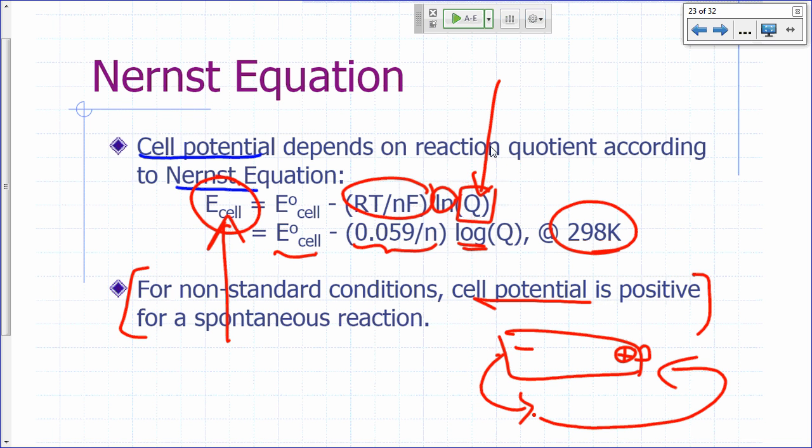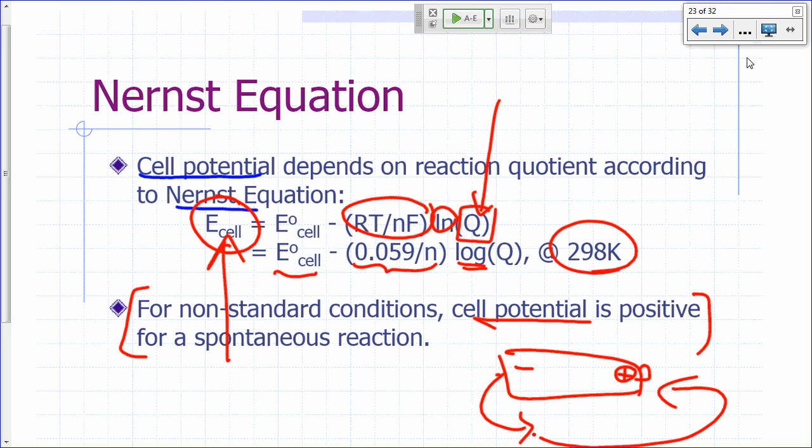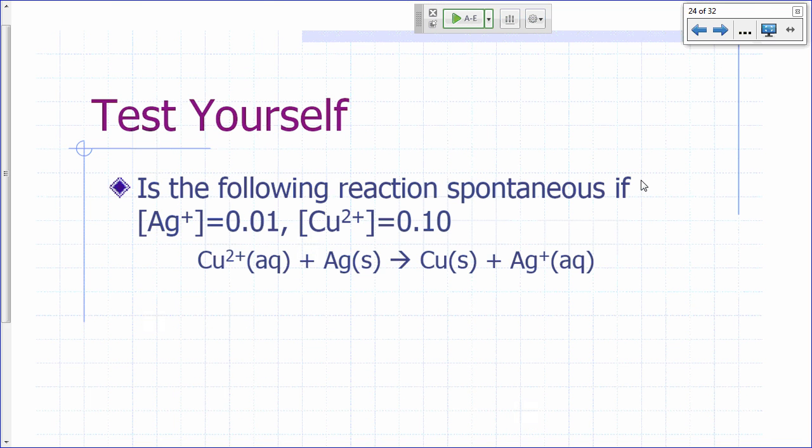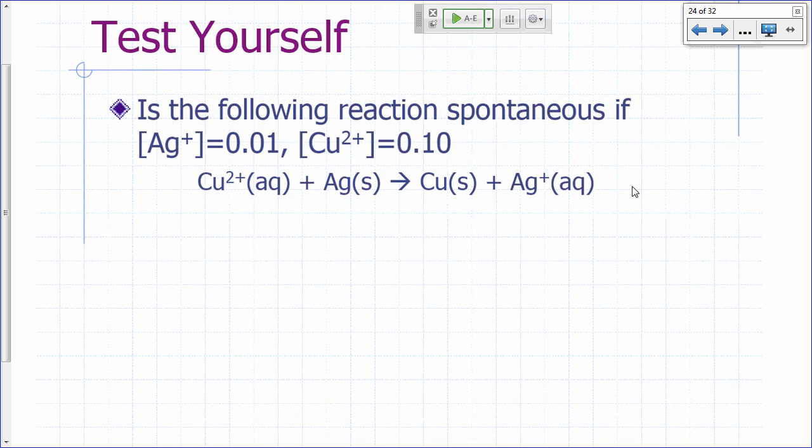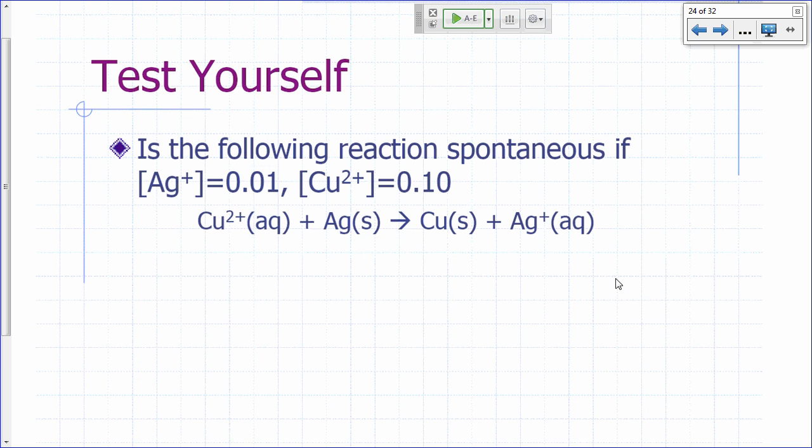What happens to the cell potential at equilibrium? It becomes zero. So when you have a dead battery, it's no use to you, right? So let's predict if this reaction is going to be spontaneous or not.